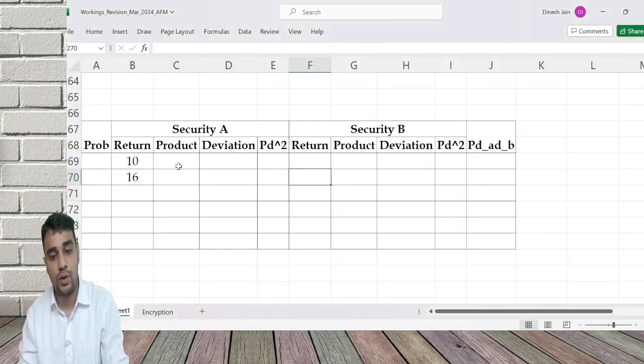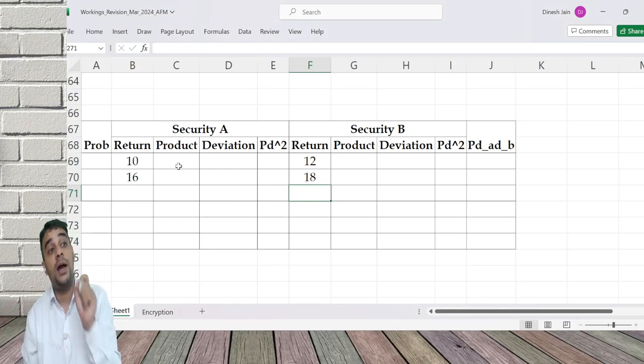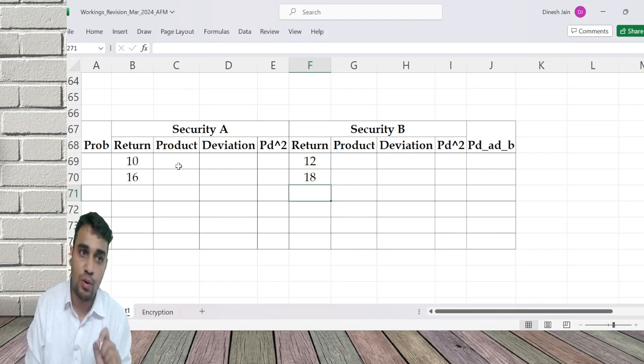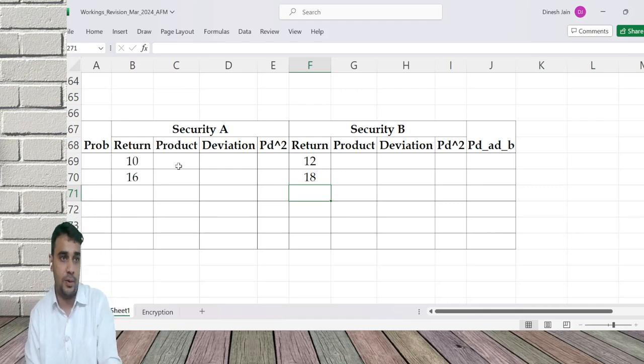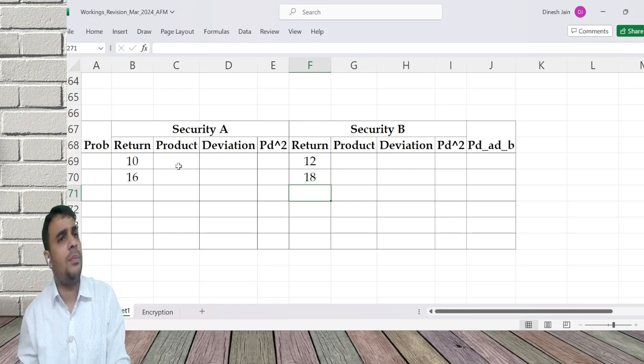So what is the other one for? 12. Why is the order critical? Because that is going to impact covariance. It will not impact standard deviation at all. What is the probability? Is it given in the question? Equal, 0.5, 0.5.